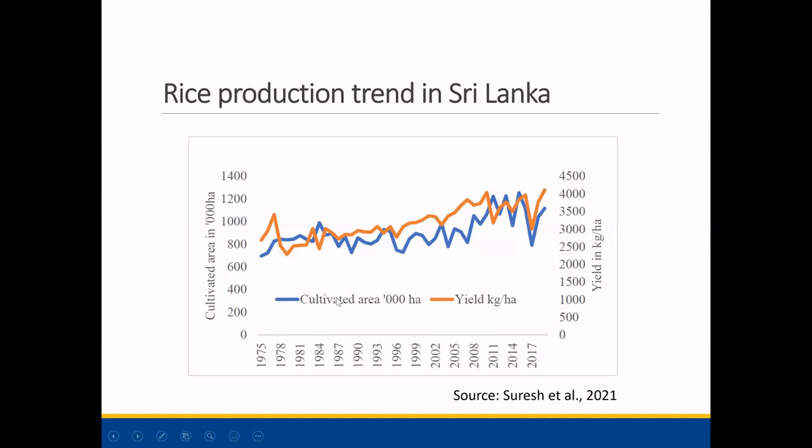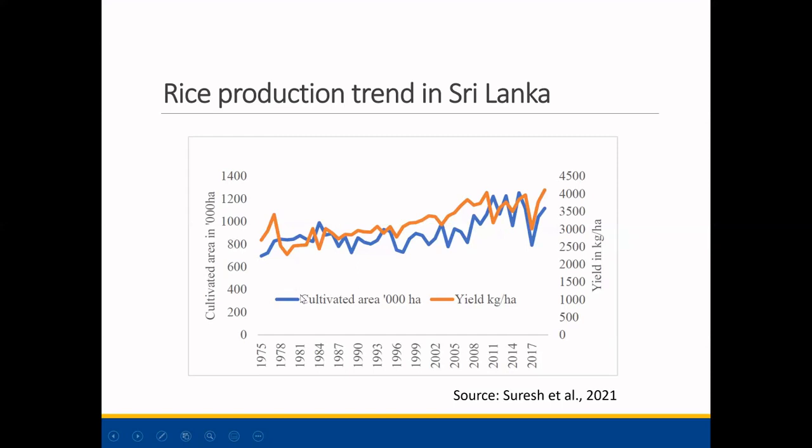On the secondary y-axis we have the yield, in kilograms per hectare, indicated by this orange line. Let's look at the cultivated area. On the x-axis we have the years, from around the 1970s to closer to 2020. You see the cultivated extent is also increasing, but there are internal variations. What we mean by internal variations is that annually it could vary due to several reasons, due to climate factors, or maybe input availability and policy changes.